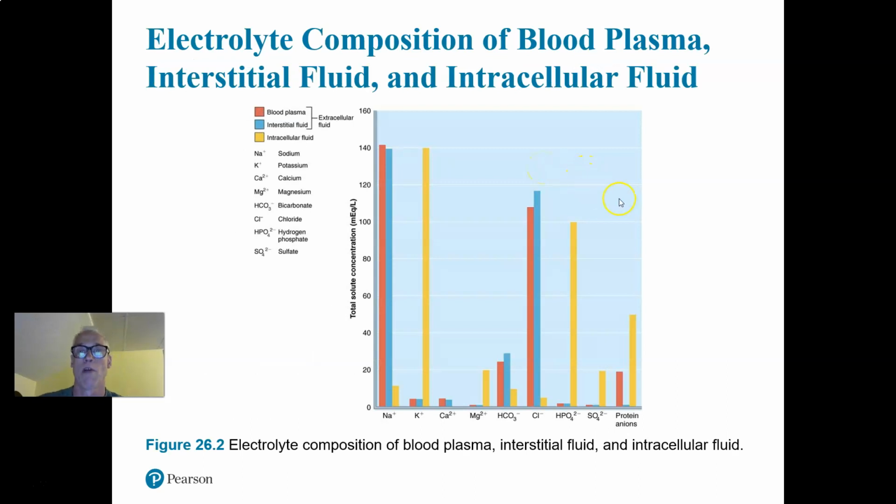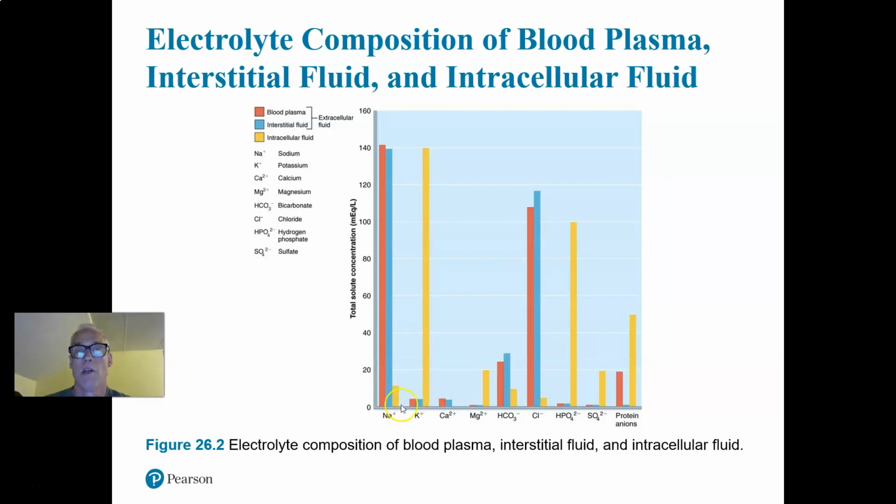Here's a graphical representation of the electrolyte differences between the compartments, and it's kind of great because it gives a staggering view of these differences. Let's look at sodium. Sodium in the extracellular fluid, the blue and the red bars, those represent the interstitial fluid and the blood plasma together. Here's the amount of sodium out there. How about sodium inside the cells, intracellular fluid? Dramatically less.